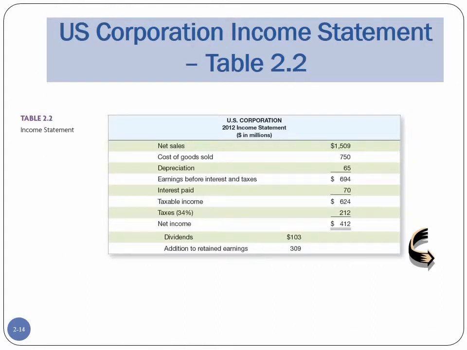Here's a standard income statement. This is very simplified, but we see that we start at the top with net sales, and we look at what it costs to provide the goods sold. We look at the depreciation of the assets that were used in the production of the goods, and then we have something called EBIT, or earnings before interest and taxes.